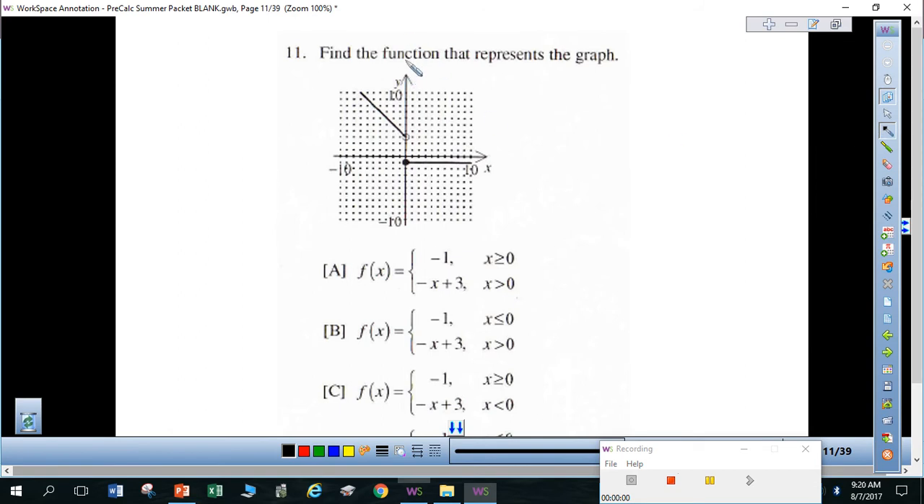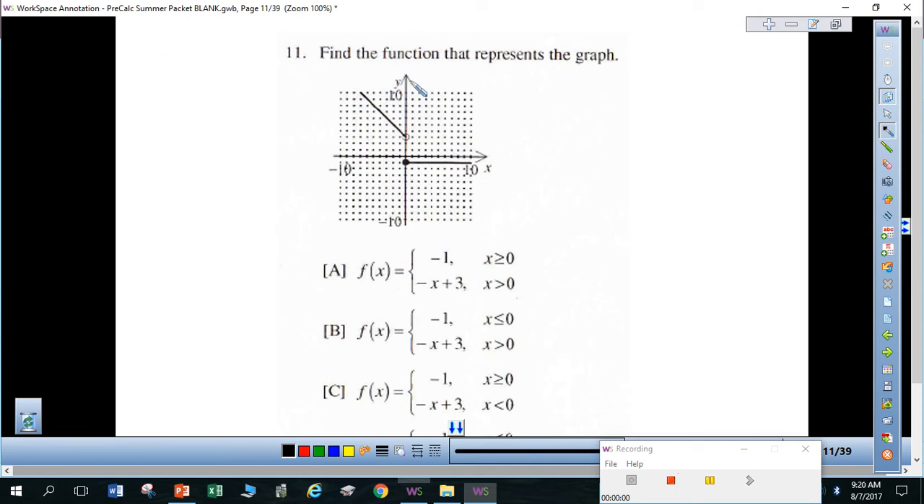So first off, I want you to notice the boundary line that's separating the two parts. We're looking for a vertical line where the change happens. And in this case, that vertical line is the y-axis. The equation of that line is x equals 0. Remember, if x equals a number, it's going to be a vertical line passing through that x value.